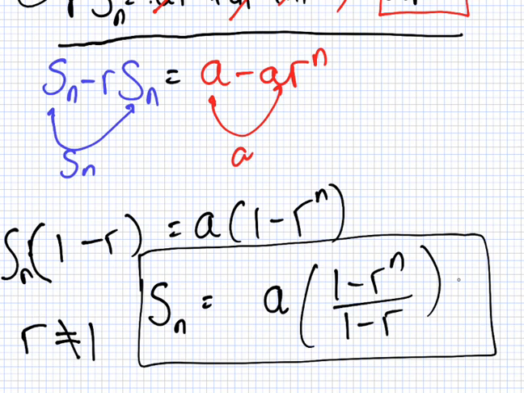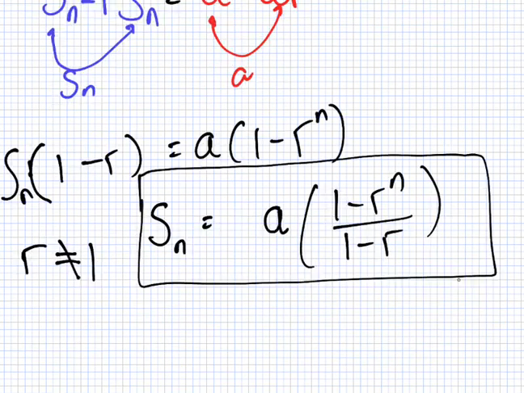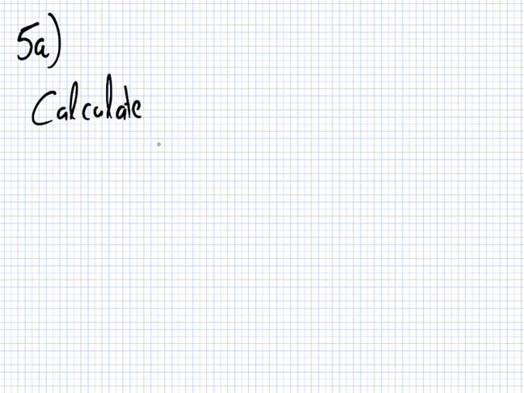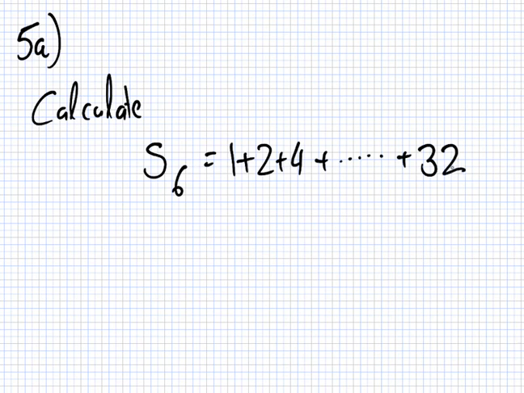So what was the last question you did with John? You probably did 1, 2, 3, 4 maybe? Would that be right? Yeah, so I'll do an example from 5. Okay, so 5a, calculate S6 of 1 plus 2 plus 4 plus ... plus 32.